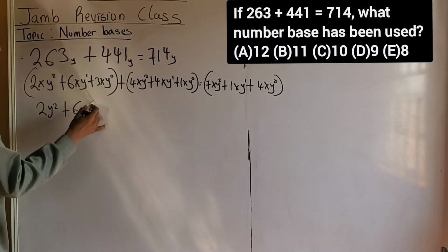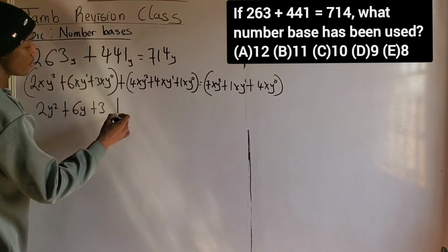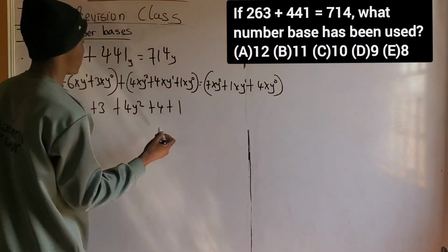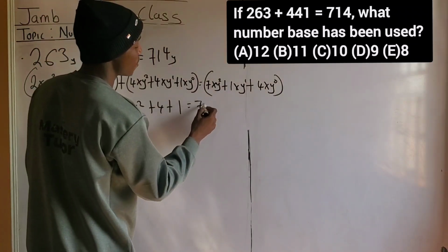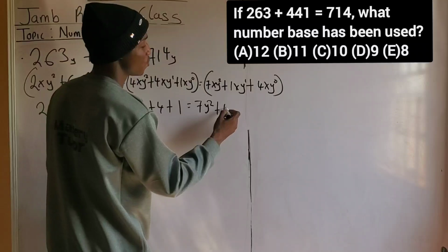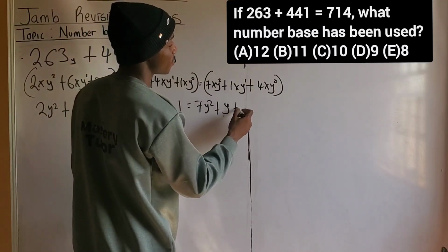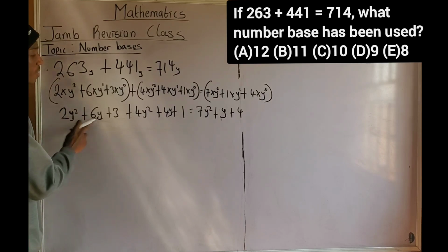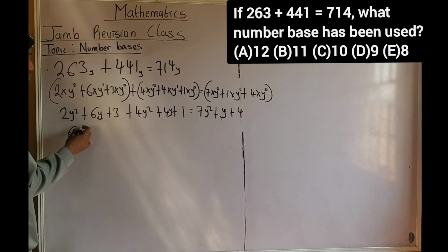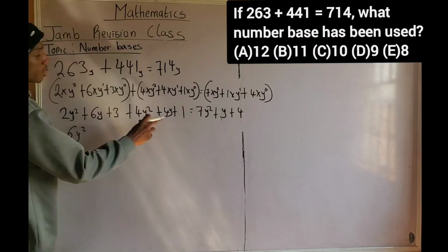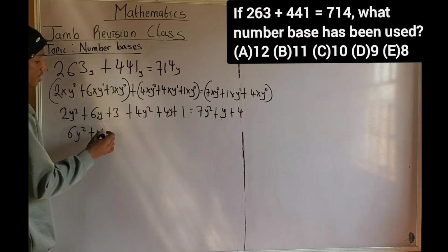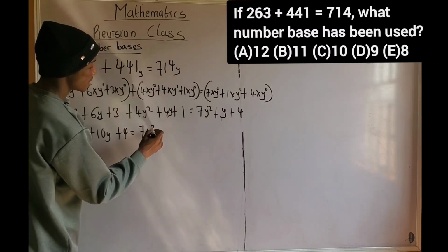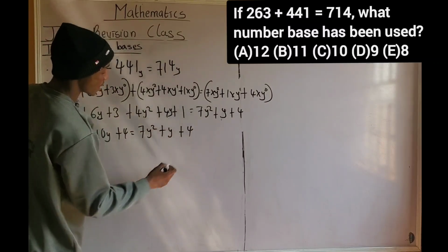plus 6y plus 3, plus 4y squared plus 4 plus 1, equals 7y squared plus 1, plus y plus 4. Now, the next step is that you have to collect like terms. So 2y squared plus 4y squared, that is 6y squared, plus 6y plus 4y, that is plus 10y. Plus 3 plus 1, that is plus 4. This will equal 7y squared plus y plus 4.